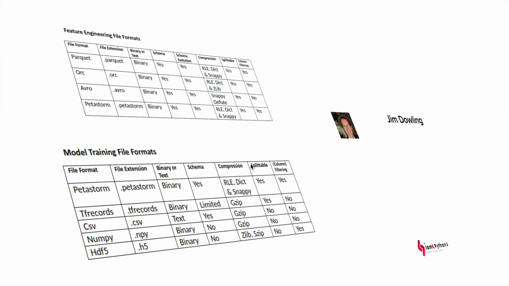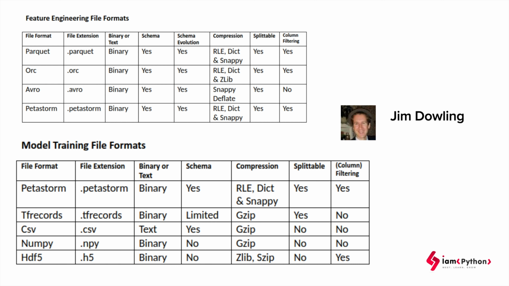Also, before handing the data over to the machine learning model, there are various file formats. When you are doing feature engineering, there are different formats I listed here, and model training file formats are also here. HDF5, NumPy, CSV, TFRecord. These are the different file formats used during training and feature engineering.